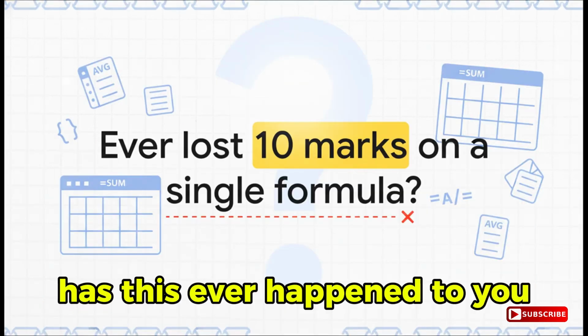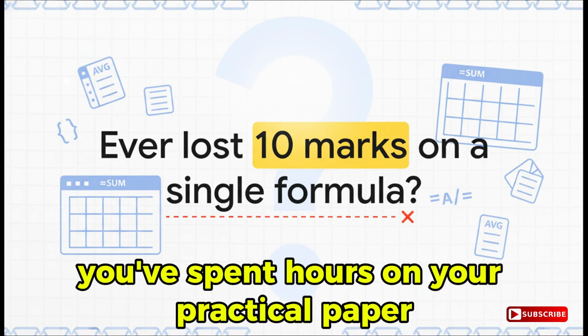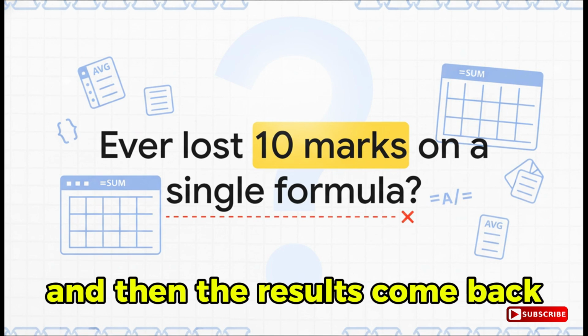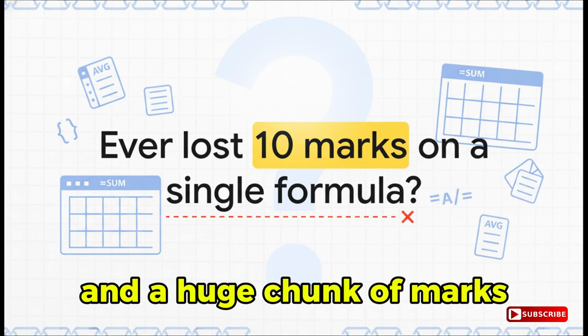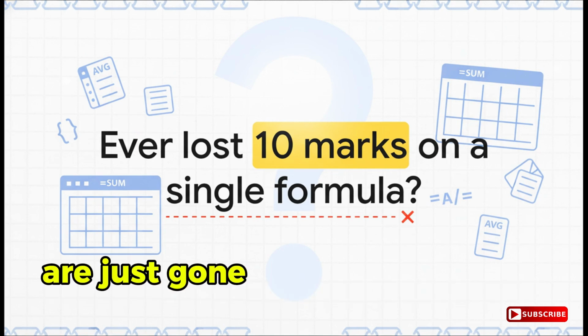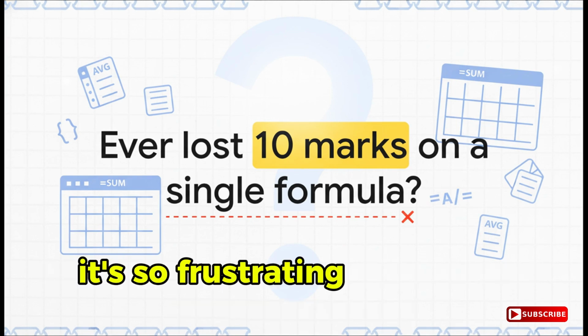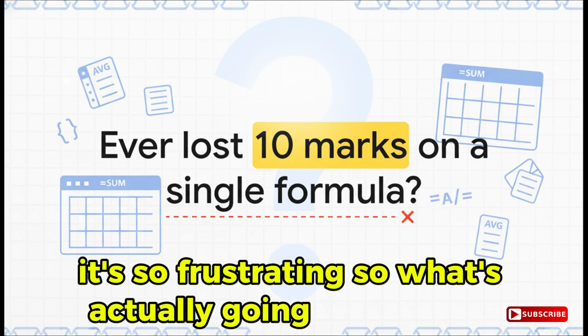Has this ever happened to you? You've spent hours on your practical paper. You feel like you've absolutely nailed it. And then the results come back, and a huge chunk of marks, maybe 10, are just gone. All because of one or two formulas. It's so frustrating. So what's actually going wrong here?